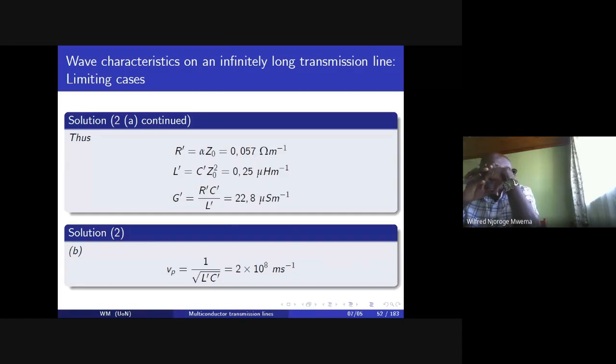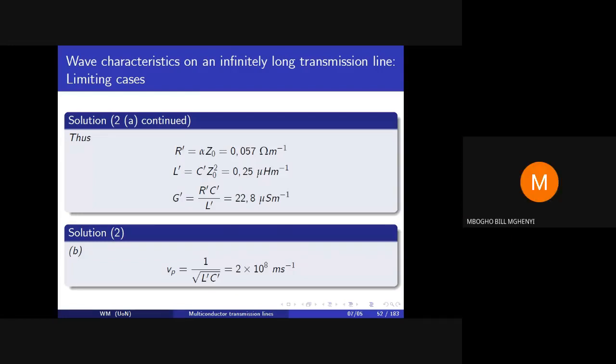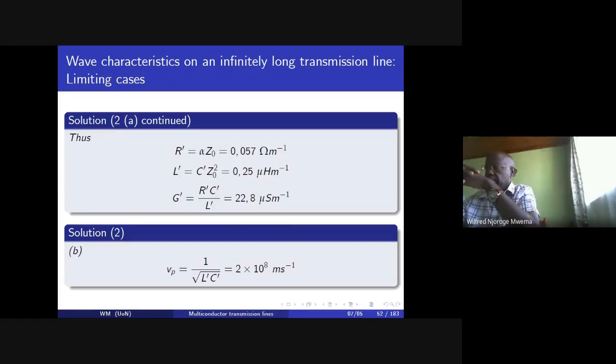So do you have a solution yet? 1 over C prime times Z naught. Yeah, so you can see you can already get the Vp without actually getting the value of L prime.